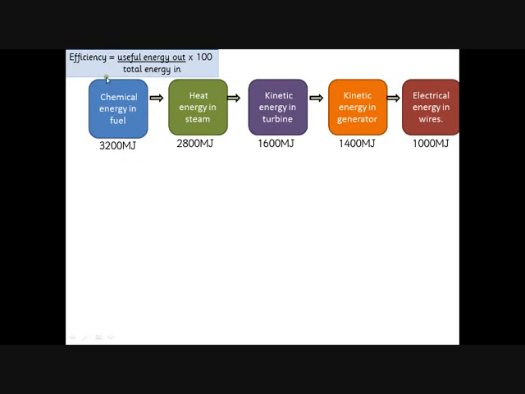Okay, the next step we could do is to remind ourselves about efficiency. So remember, efficiency is the useful energy out divided by the total energy in. The key point to remember about this is that all of the energy that you put in comes out. The question is how much comes out as what you want. So here are our steps. We've got chemical energy in the fuel, heat energy in the steam, kinetic energy in the turbines, then the generators, and then electrical energy in the wires.